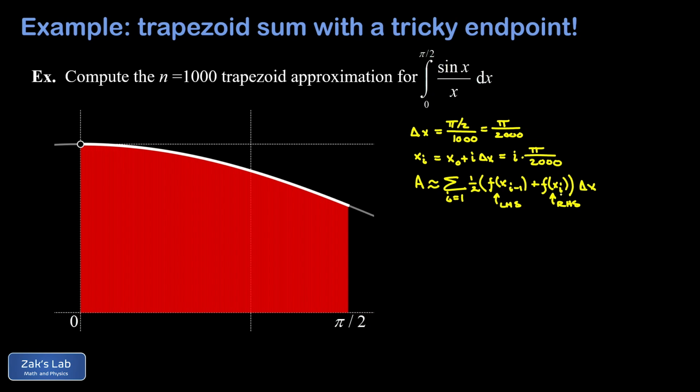And when I get to the end of this summation, I've got to have 1,000 trapezoids. So I know this upper limit is 1,000, just because that's the only way to get 1,000 terms in my sum.